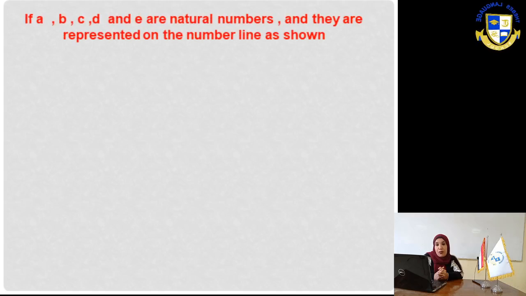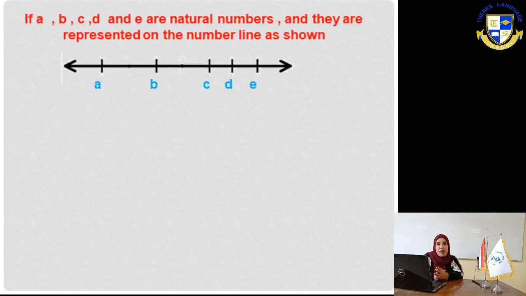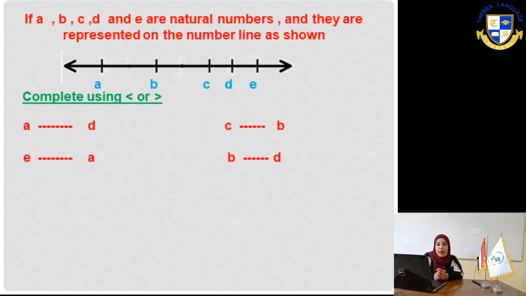A and D: as we said, when you move to the right, the number will increase, so D is greater than A, or A is less than D. C and B: C is to the right of B, so C is greater than B. E and A: E is to the right of A, so E is greater than A. B and D: B is to the left of D, so B is smaller than D. So remember, when you move to the right, the number will increase, and when you move to the left, the number will decrease.